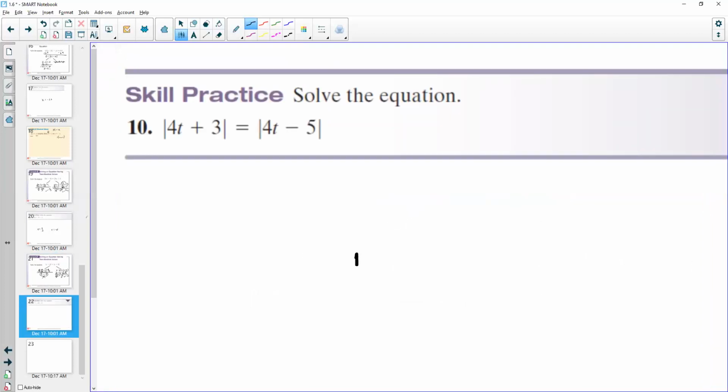In this case, there's also just one solution, and t equals 1/4. All right, that's the end of this section.